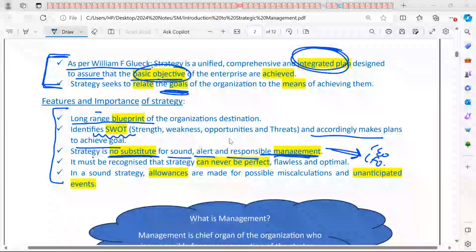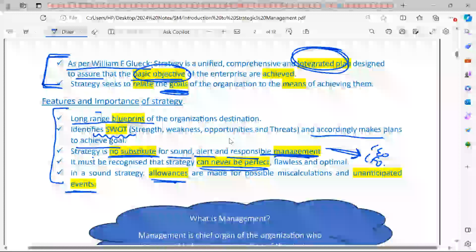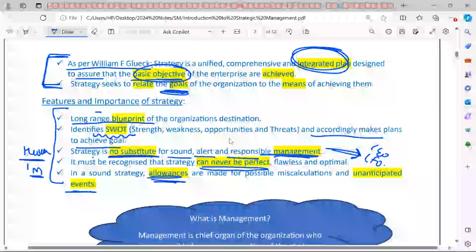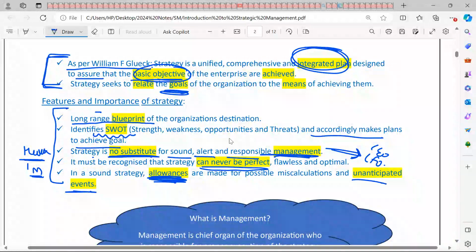Fourth feature, strategy can never be perfect. As we have already seen, you have to make possible allowances for unanticipated events. For example, you are preparing for your studies and your health gets deteriorated. So you have to keep an extra 1 month to cover that portion. That means allowances should always be made for unanticipated events.